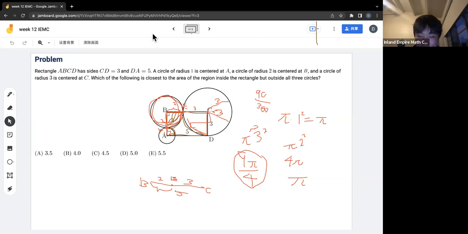Then we have to divide it by 4, which gets turned into pi over 4. So now we know that we have a sector with area 9 pi over 4, a sector that is just pi, and a sector that is pi over 4.